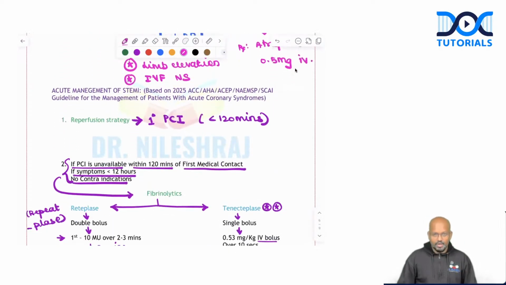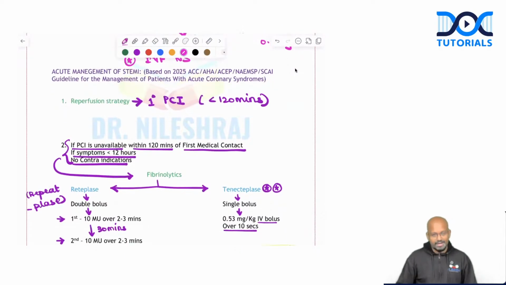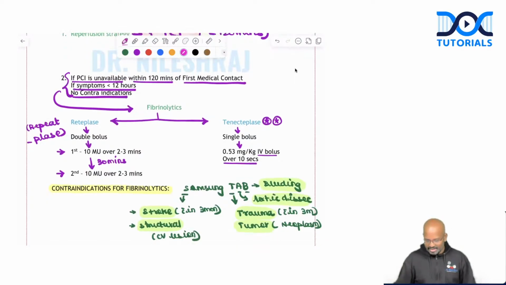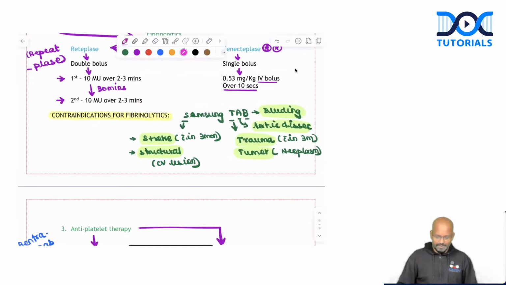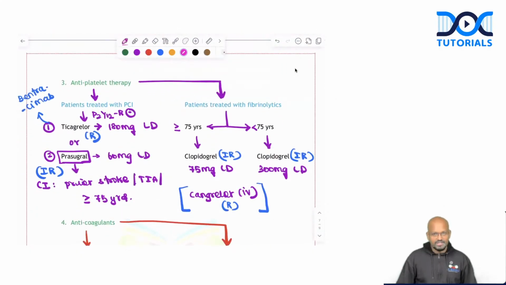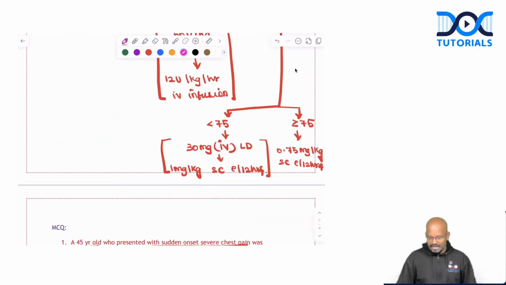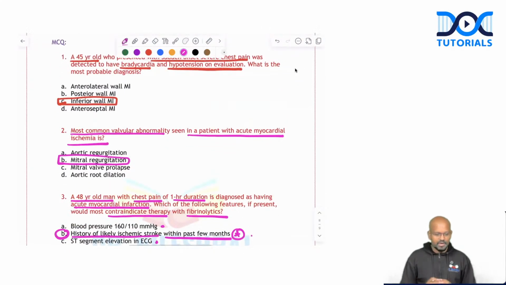And we came to acute management of MI, reperfusion strategy, primary PCI. Then if PCI is unavailable, fibrinolytics, how to choose the fibrinolytics. What are the contraindications of fibrinolytics? In practice, we used to call it thrombolysis. Both are one and the same, guys, don't worry. Antiplatelets, then we came to the 4 important drugs to be explained. Anticoagulants: which patient to give UFH, which patients we prefer to give enoxaparin. And we discussed 3 important MCQs related to acute coronary syndrome.